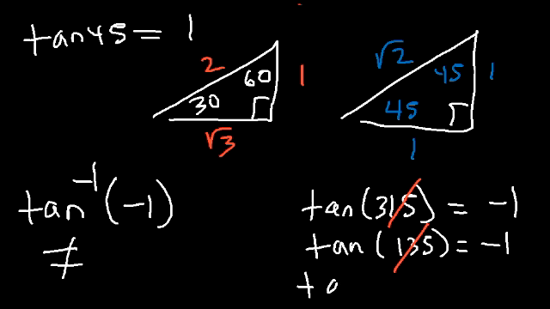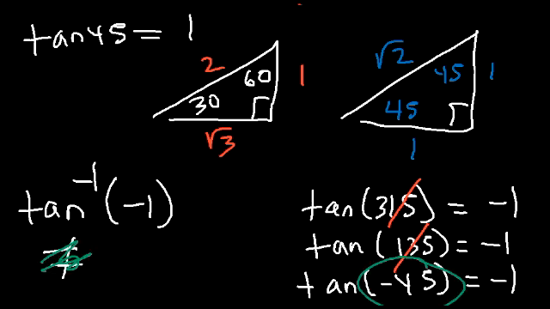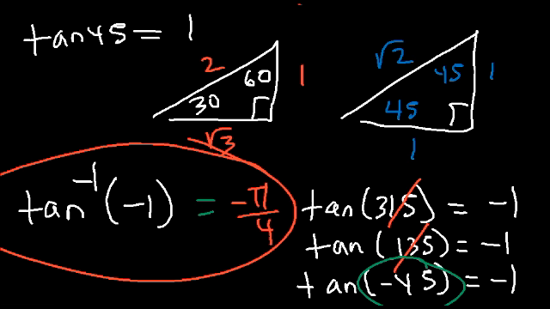However, tangent of negative 45 is equal to negative 1. Negative 45 is in quadrant 4, and negative 45 is between negative 90 and 0, so this works. So the answer is negative 45, which is the same as negative pi over 4. So that's inverse tan of negative 1, negative pi over 4.